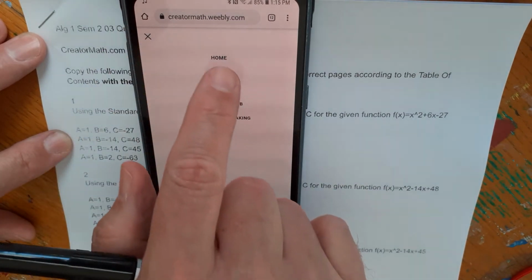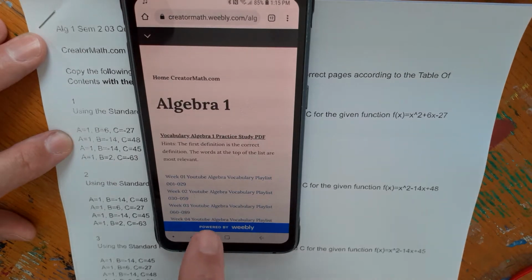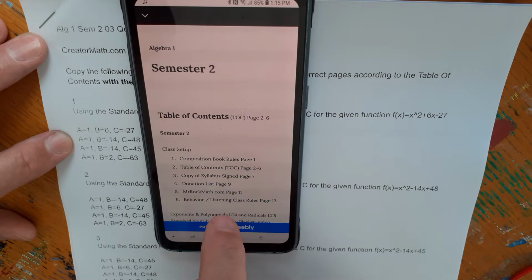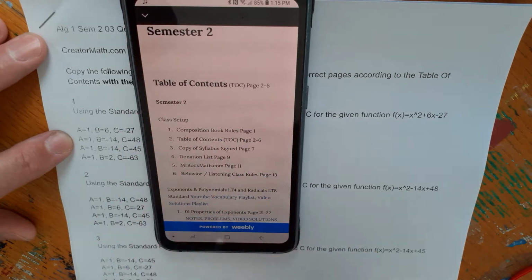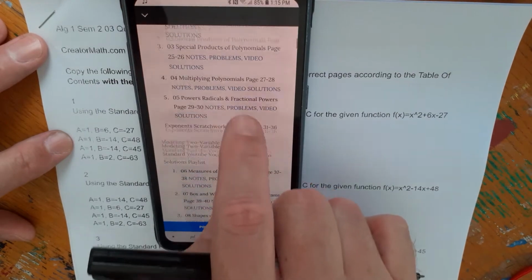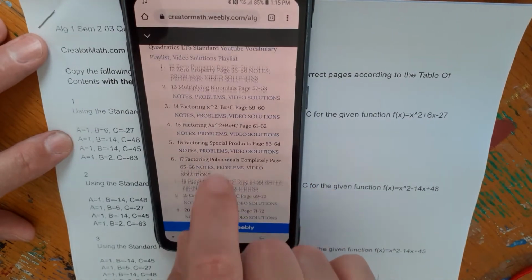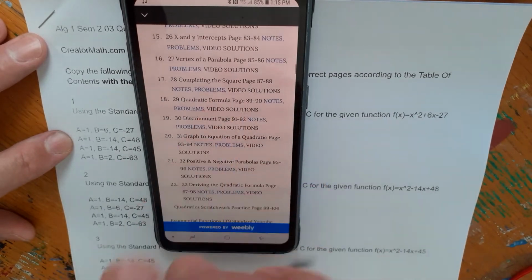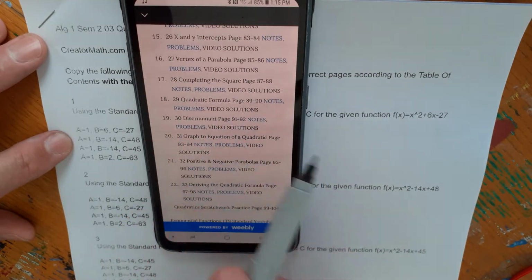After that, go to the Algebra tab. Sorry, I said it wrong at first. Go to the Algebra tab, pass by the vocabulary, find Semester 2. This is the table of contents that you've copied into your composition book on pages 2 through 6. Go down to Quadratics. Find number 18, which is the quadratic formula.